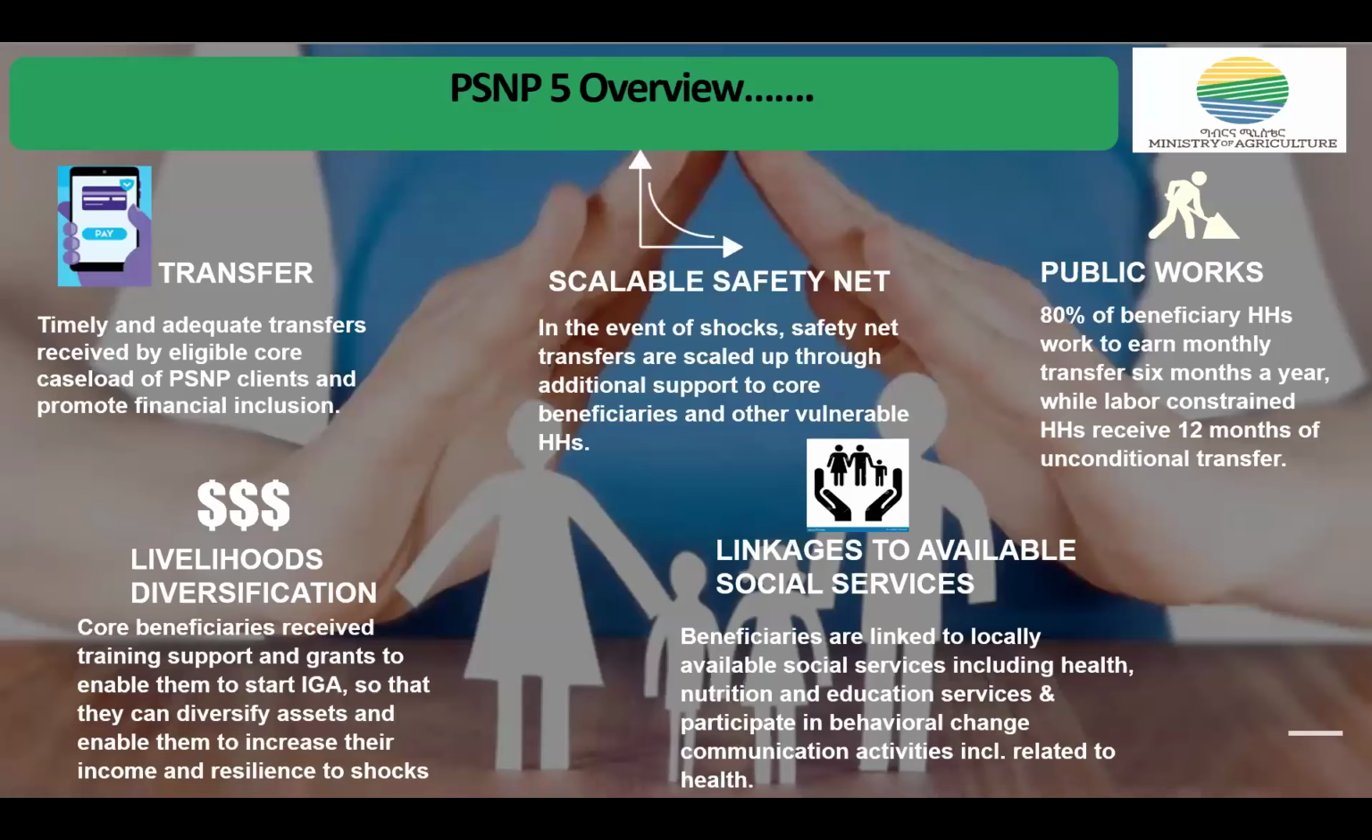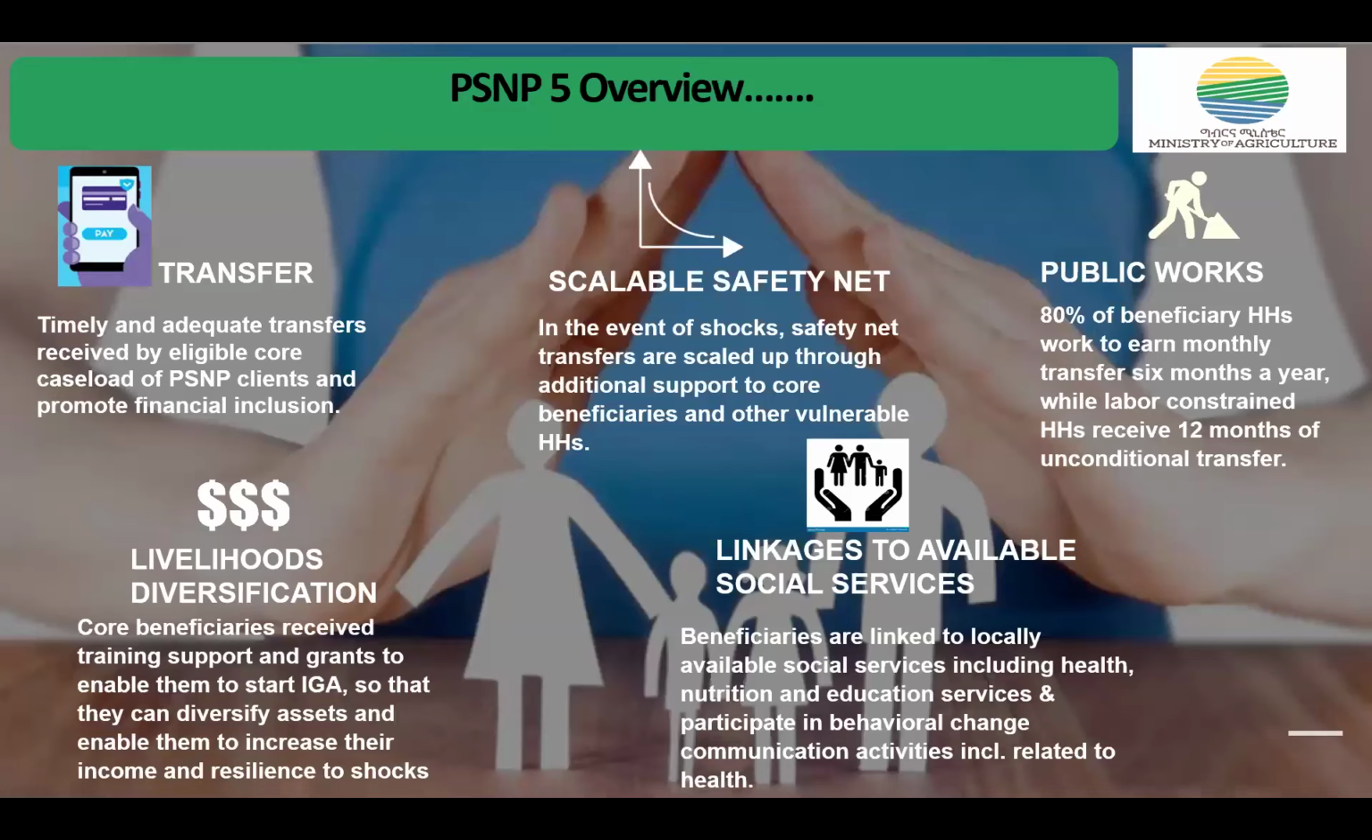The last one is linkage to available social services. This is the support provided for temporary direct support and permanent direct support beneficiaries. They are linked to locally available social services, including health, nutrition, and education services, and participate in behavioral change communication activities to be more engaged in health and other social issues.